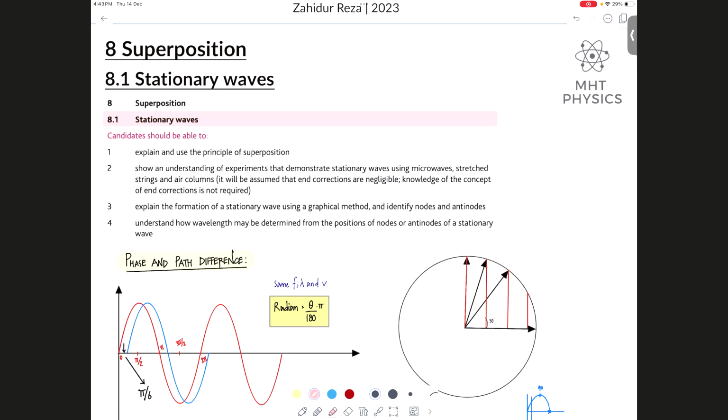That's the graphical method. Okay, for this you just need nodes and antinodes, so you don't need to bother about that much. What I want to say is this one. Look at this. Point 2.